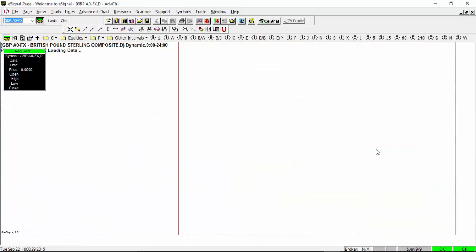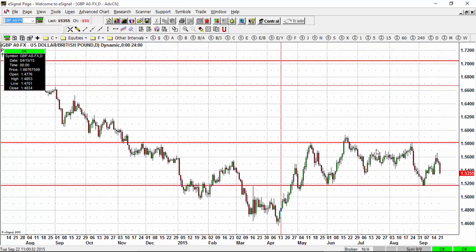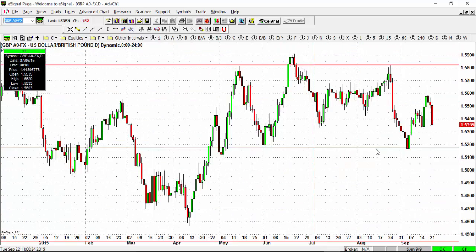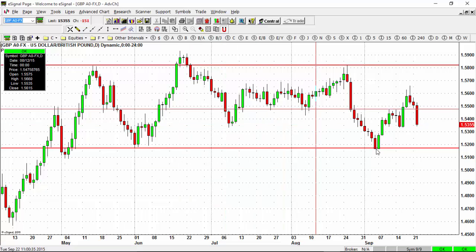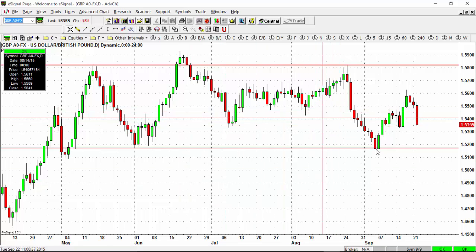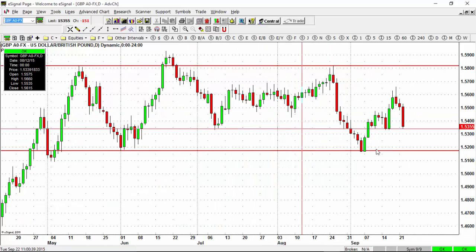Taking a look at the British pound, the market is also down on the day, and down a good amount of pips actually. But the next area of support on the pound is, as you can see, this 151.80, 152 region. If we get below this area, we could see a further decline in the pound.